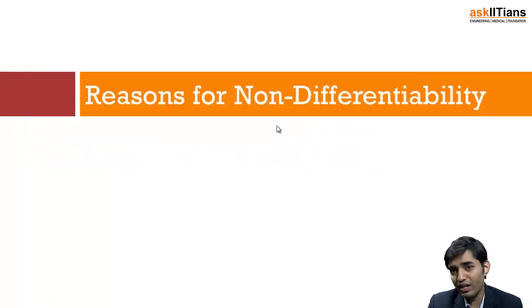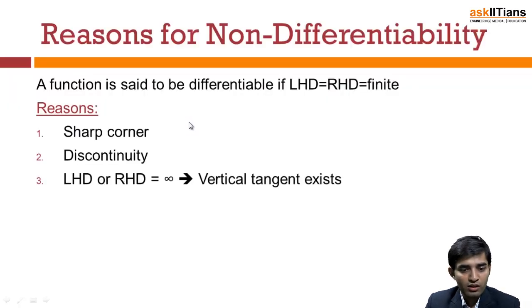Now let us try to figure out what are the reasons for this non-derivability. We are asking why dy by dx does not exist. What are the prime reasons which govern that dy by dx is not existing, due to which the function has to become non-derivable? Here are 3 main reasons why a function is non-derivable.